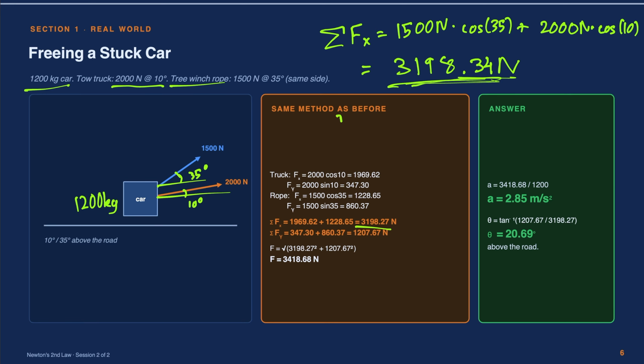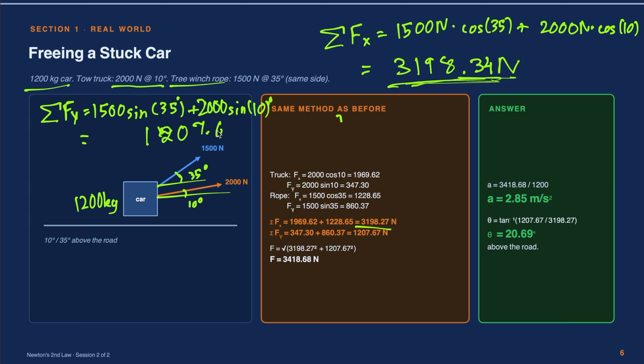So what's net force y, which I'm going to do over here. Same thing, and they're both in the same direction, so I'm going to add them. 1500 sine 35 degrees plus 2000 sine 10 degrees, right? I'm directly plugging it in here without rounding. So if you're rounding, you might get a different answer than I did. And I got 1,207.66 newtons.